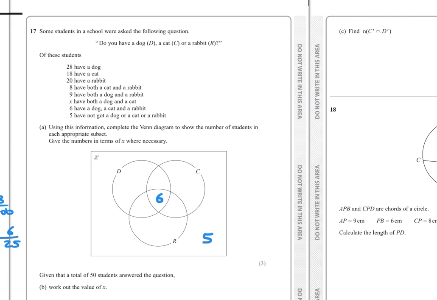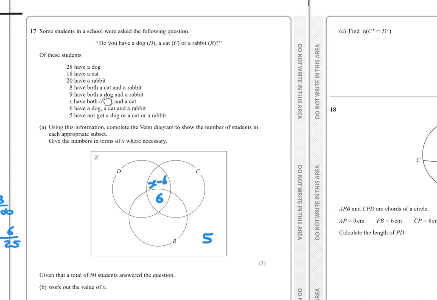Using this information, complete the Venn diagram to show the number of students in each appropriate subset. Give the numbers in terms of x where necessary. Now we can go back after we write 6 and 5. Now we have x have both dog and cat. So dog and cat, this region, has x. So if this region has 6, then this is x minus 6.